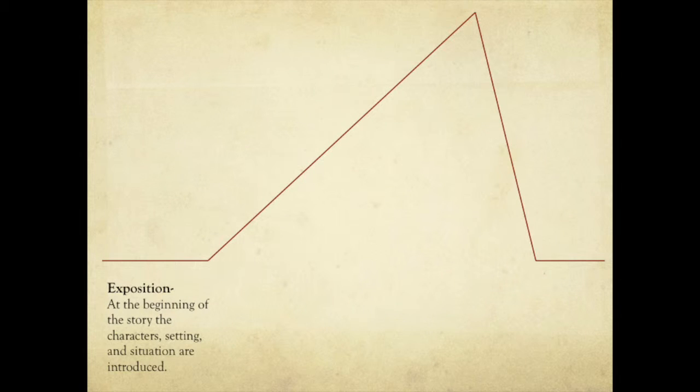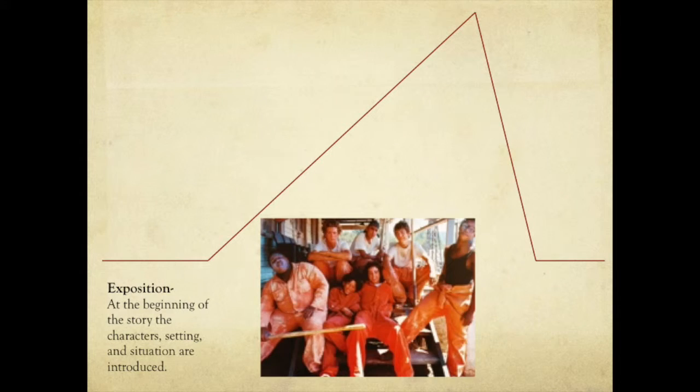The first element of plot development is the exposition. An exposition is at the beginning of the story where the characters, setting, and situation are introduced. The exposition is really important because it sets the scene for the rest of the story.